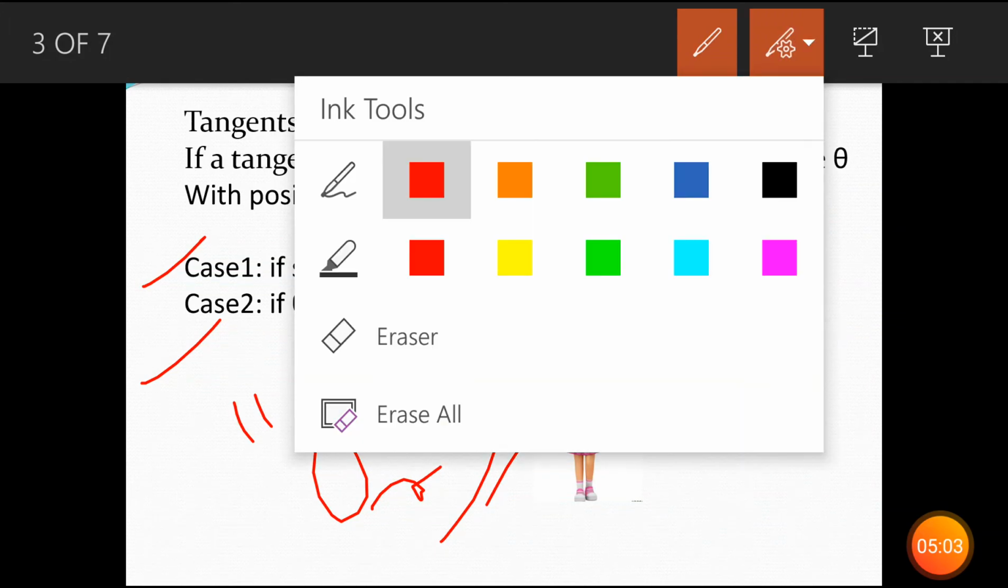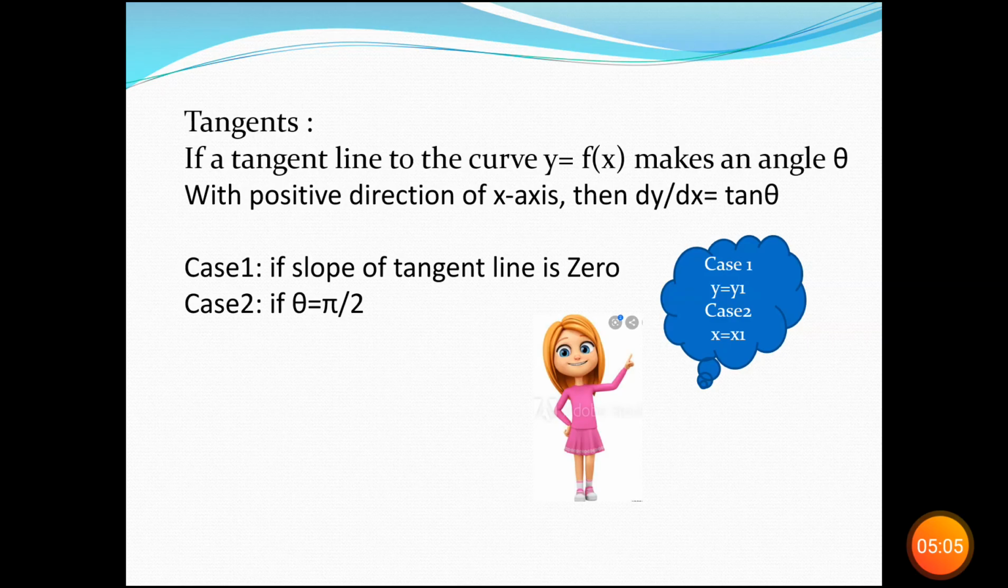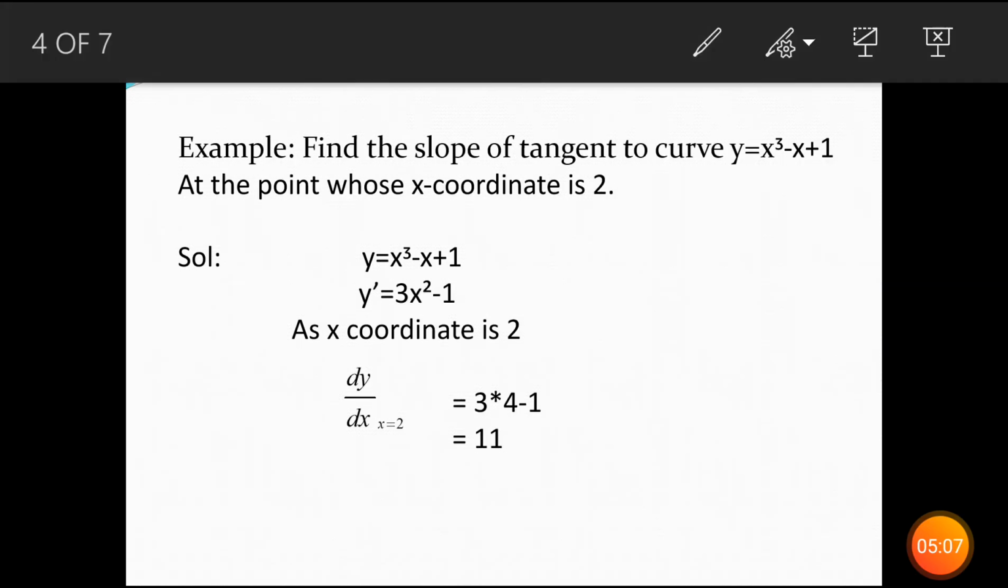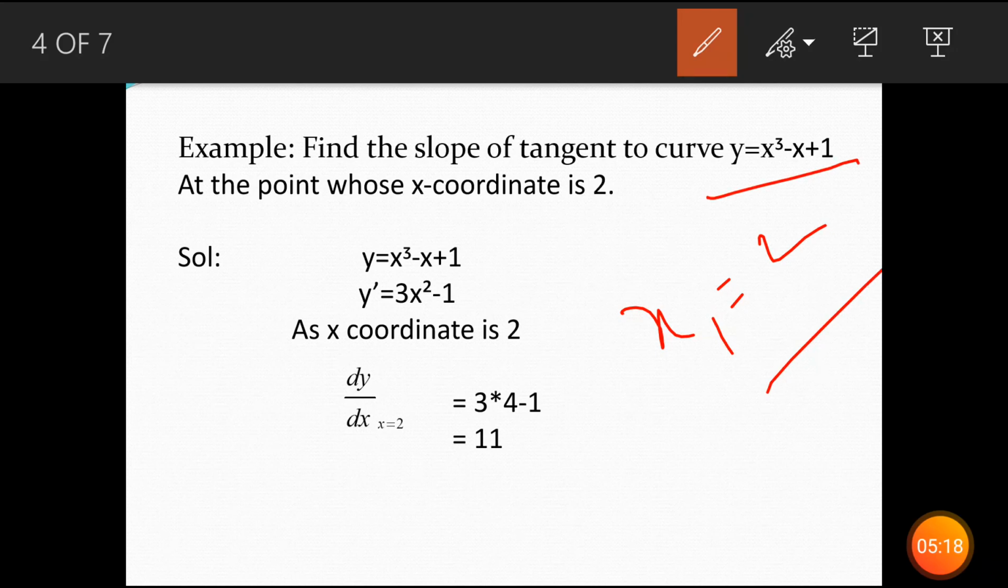Okay. Now you see the questions that are very easy. In the first example, find the slope of the tangent to the curve at the point whose x coordinate is 2. X coordinate means x1 is given, that is 2, and this is your curve. So how to find out the slope? By calculating the differentiation.